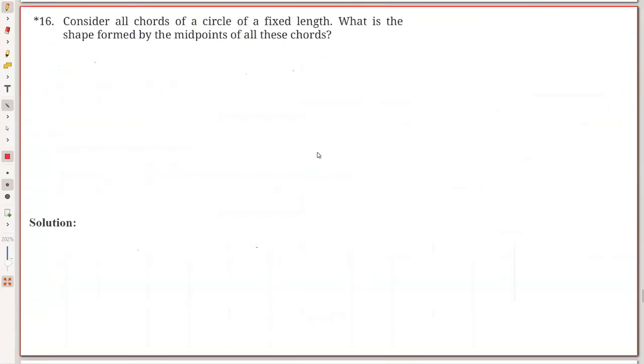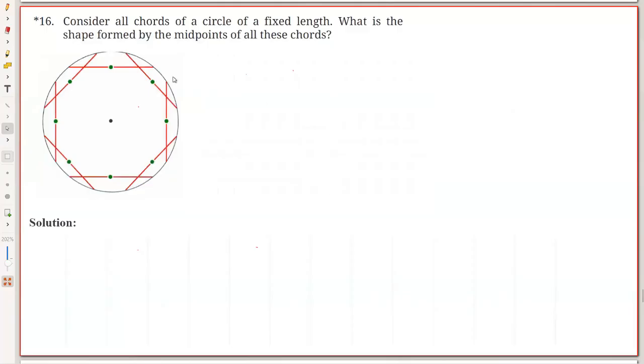Question number 16. Consider all chords of a circle of a fixed length. Fixed length means the chords should be of equal length. What is the shape formed by the midpoints of all these chords? So we are going to take many chords of equal length and we are going to take the midpoints of all the chords. So what shape will we be getting?